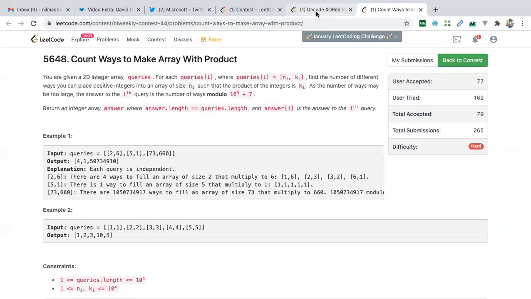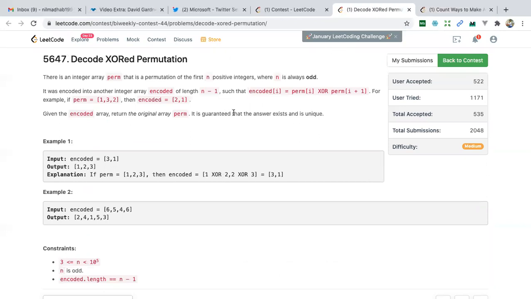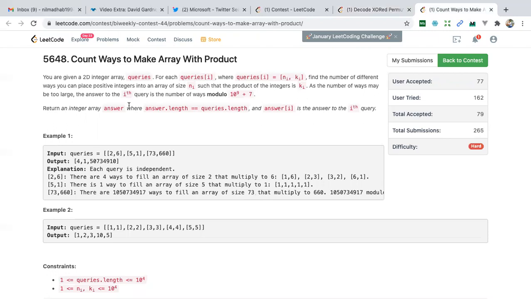Okay, so how much time do we have? 17 minutes. We can implement only one, and let's see the second question. In a given array is queries.